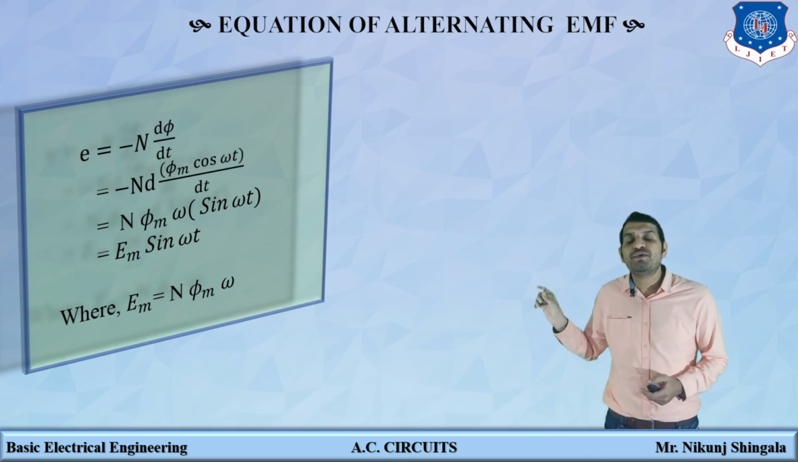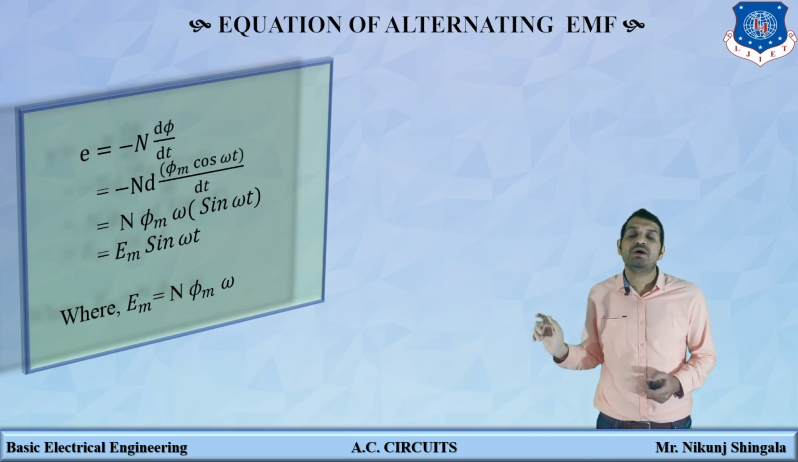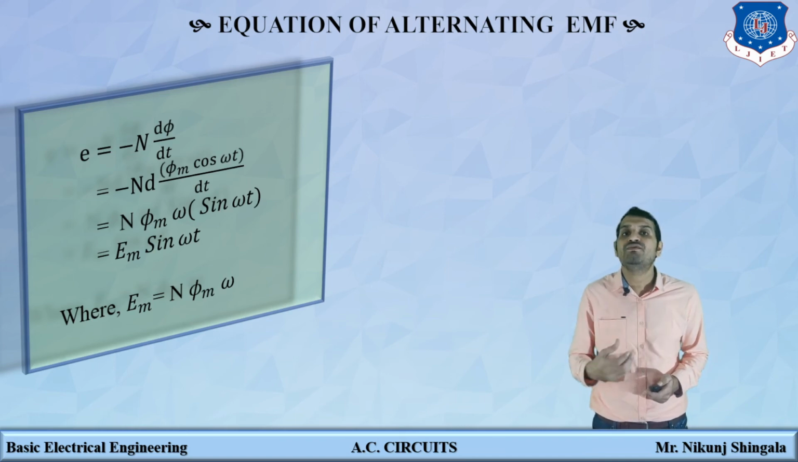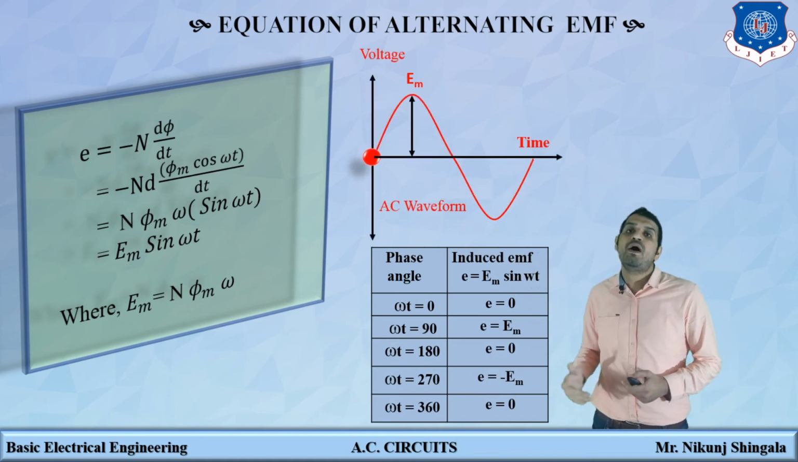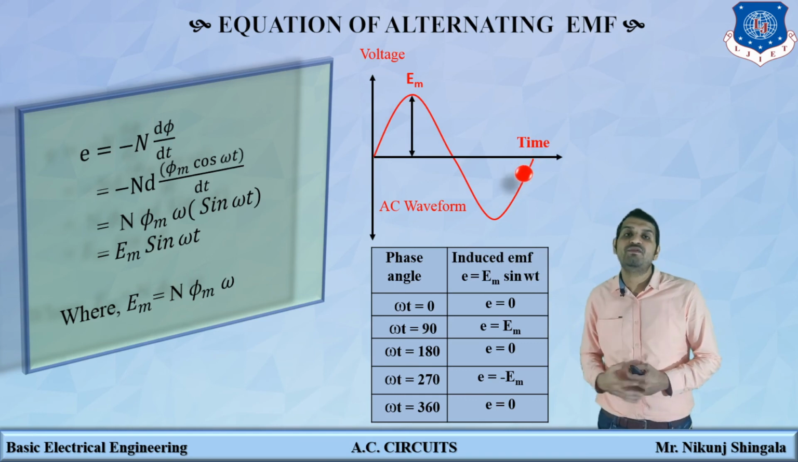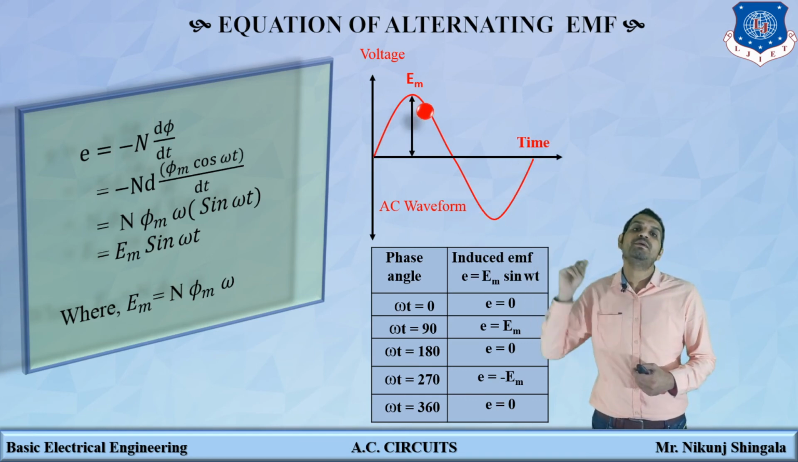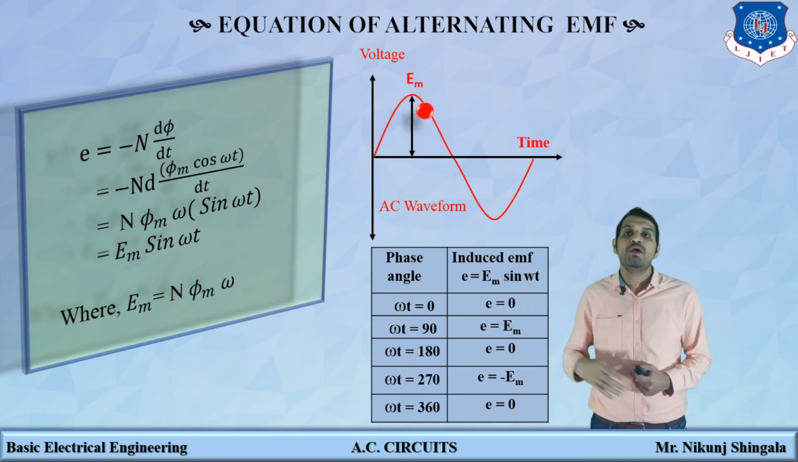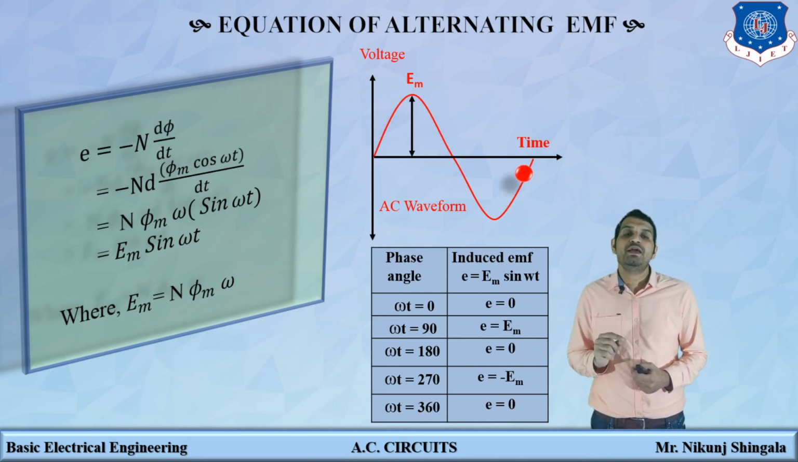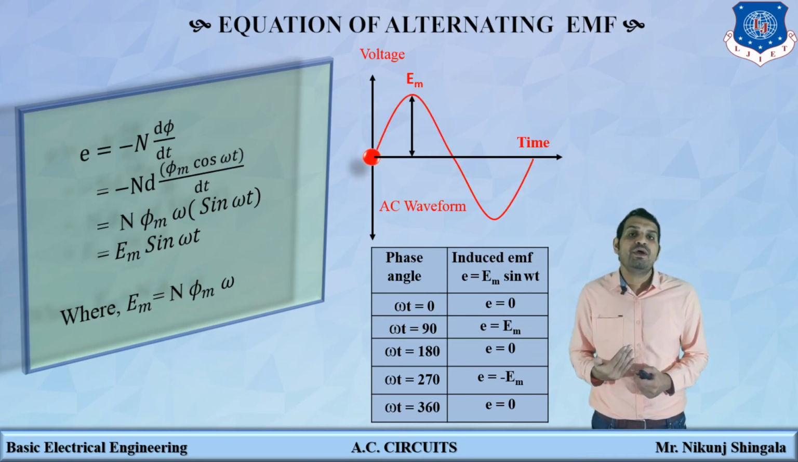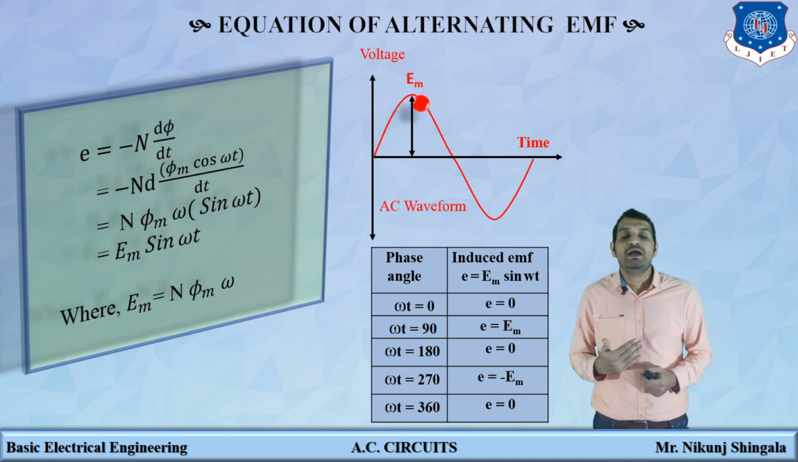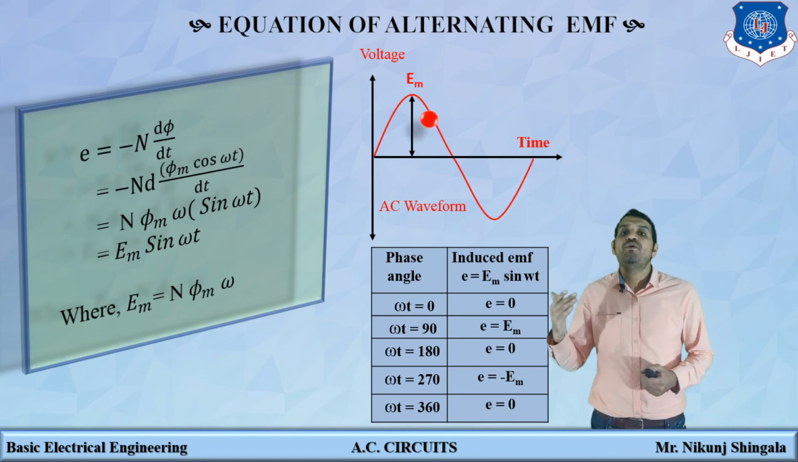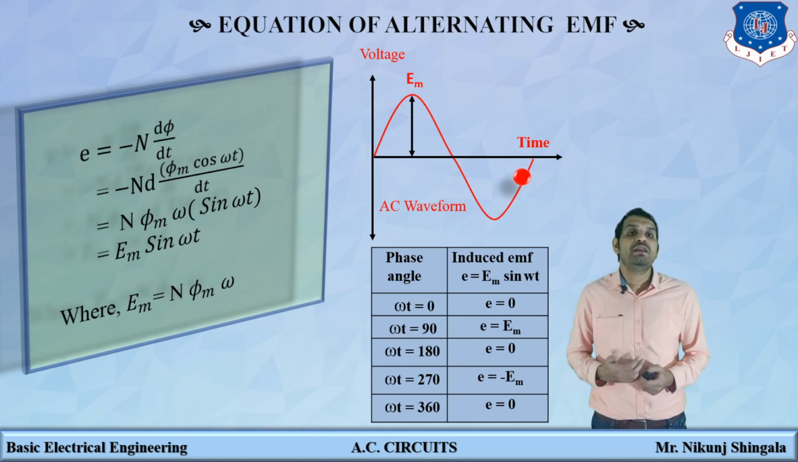Now if we put different values of omega t in this equation, we will get different values of induced EMF. If these induced EMFs are plotted with respect to time, then we will have a sinusoidal waveform shape. And here you can say Em is nothing but the maximum possible value. So between 0 to 180 degrees, we have a positive EMF, and between 180 to 360 degrees, we have negative EMF. If we put omega t is equal to 0, then E will be 0.